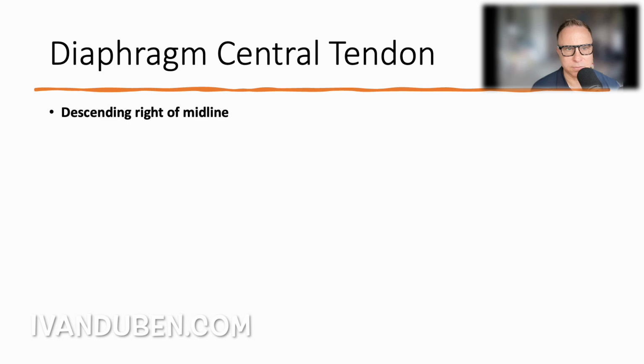According to Druelle, the following structures connect off the central tendon of the diaphragm as part of the central chain. And since we're focusing on the liver today, we're only going to take note of these aspects of the central chain. We have the coronary and triangular ligaments of the liver, and this is descending right of midline.